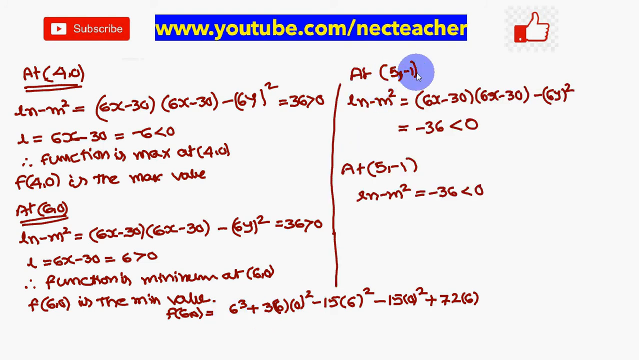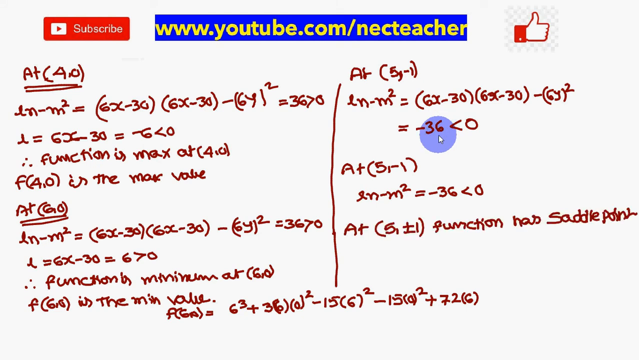Similarly at 5 comma minus 1, ln minus m square is a negative value. A negative value means it is a saddle point. Similarly, the points are 5 comma plus 1 and 5 comma minus 1. In both cases it is minus 36, so they are saddle points.